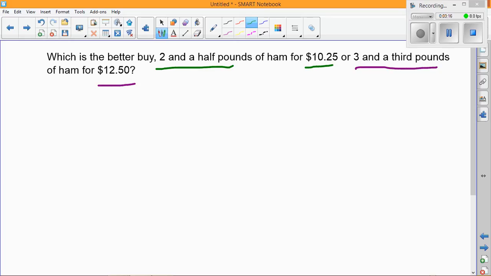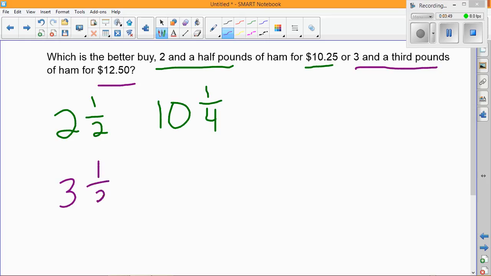And we've seen in previous examples where you get rounding error. So rather than experience rounding error, we can express everything in terms of a fraction. So let's look at 2.5 pounds for $10.25. And 25 cents will be 1/4 of $1. And 3 1/3 pounds and $12.50 would be $12.50.